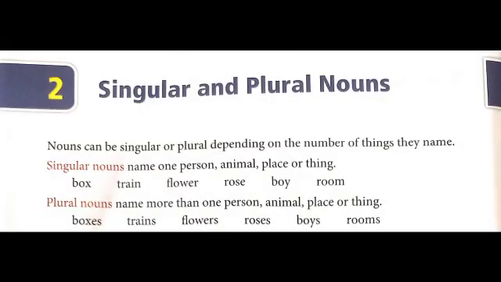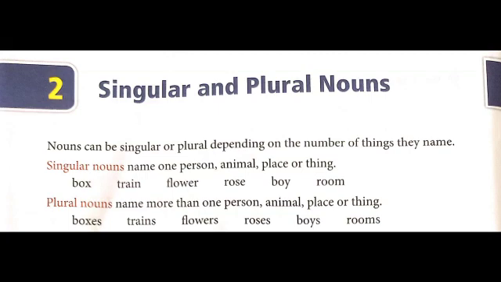Nouns can be singular or plural depending on the number of things they name. Singular nouns always denote only one in number, one person, animal, place, or thing. For example, box, train, flower, rose, boy, room.